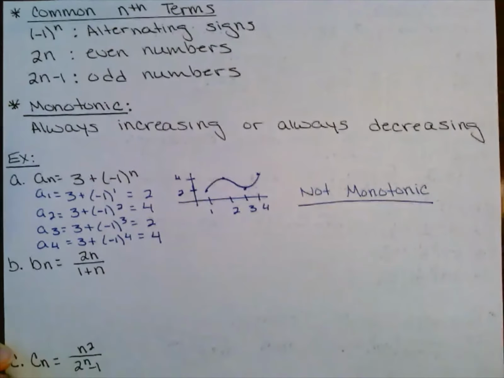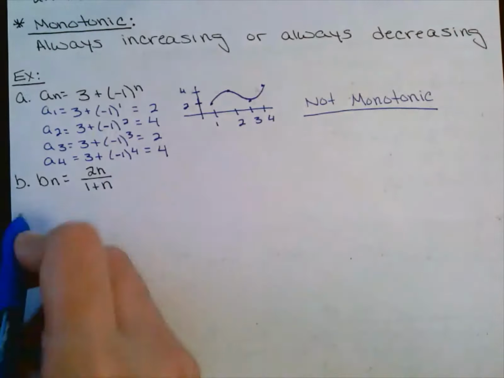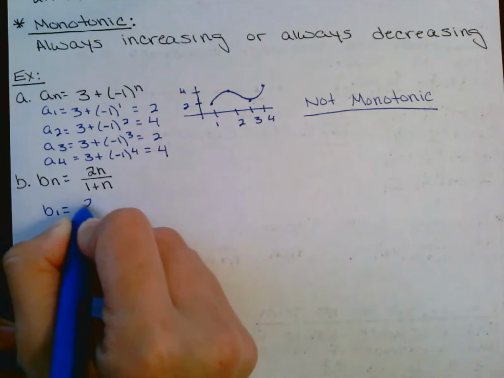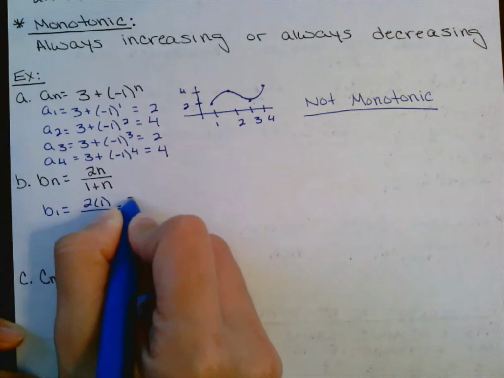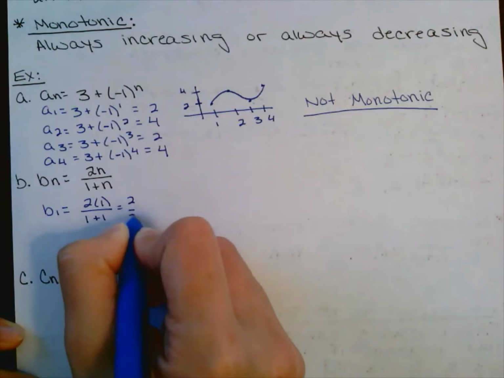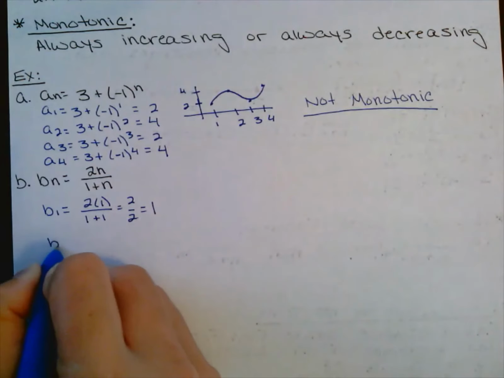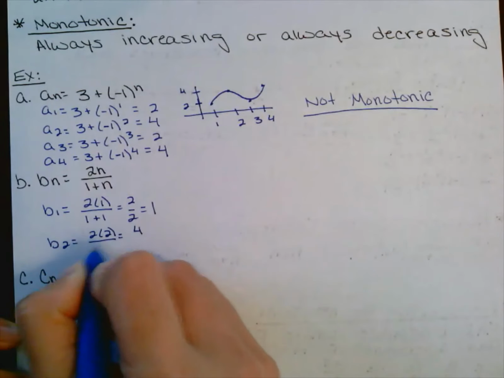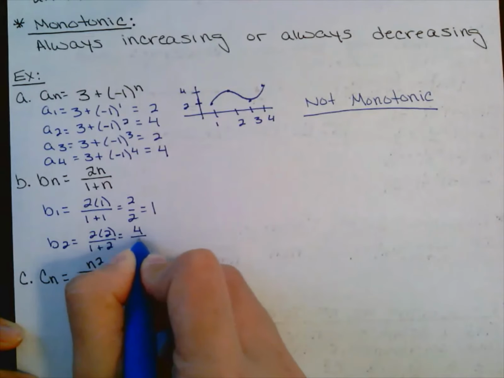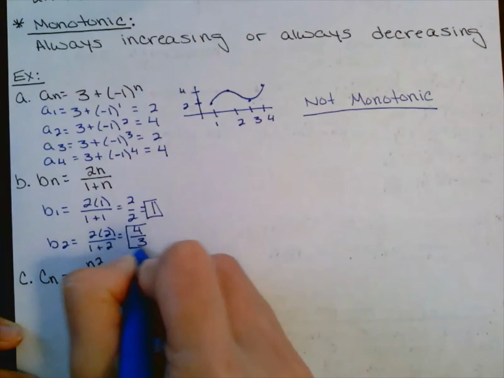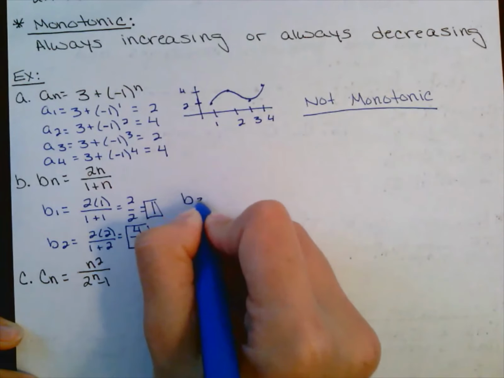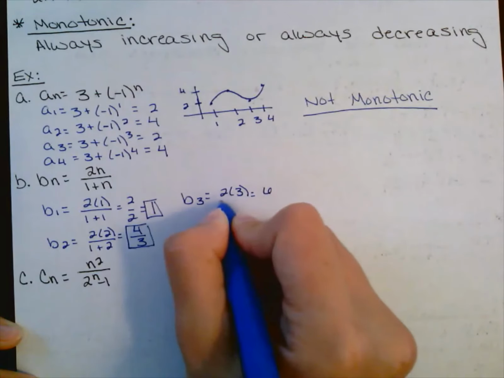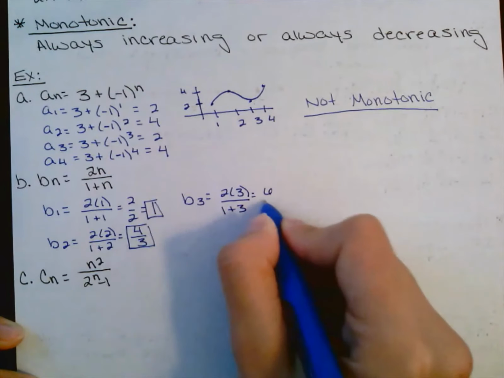Let's take a look at the next one. Okay. We've also seen this one. We have B sub 1 would be 2 times 1, which is 2, over 1 plus 1, which is 2. B sub 2 is going to be 2 times 2, which is 4, over 1 plus 2, which is 3. So here's my first term, my second. Now we're going to go B sub 3. We have 2 times 3, which is 6, over 1 plus 3, which is 4.